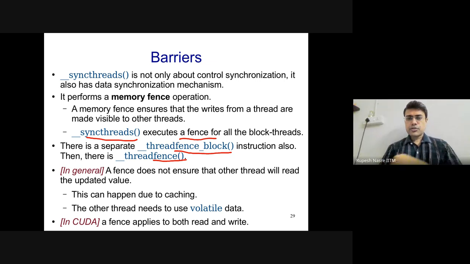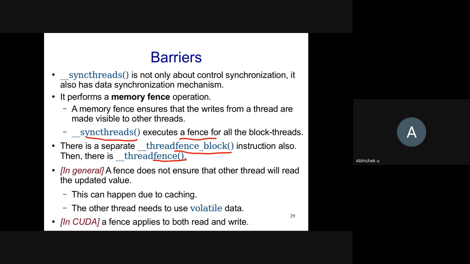Both are required. The thread fence ensures that your write is made accessible to the others, and volatile ensures that you are reading from that common memory. Okay. I don't understand what is the meaning of making it accessible, but I will try to look more into it.